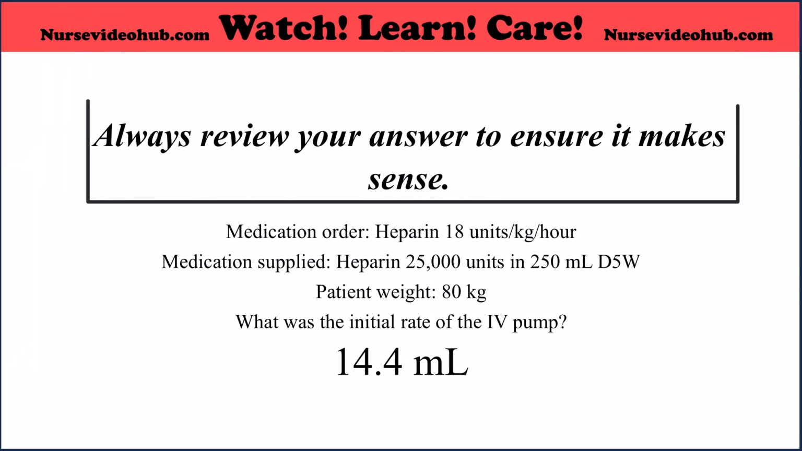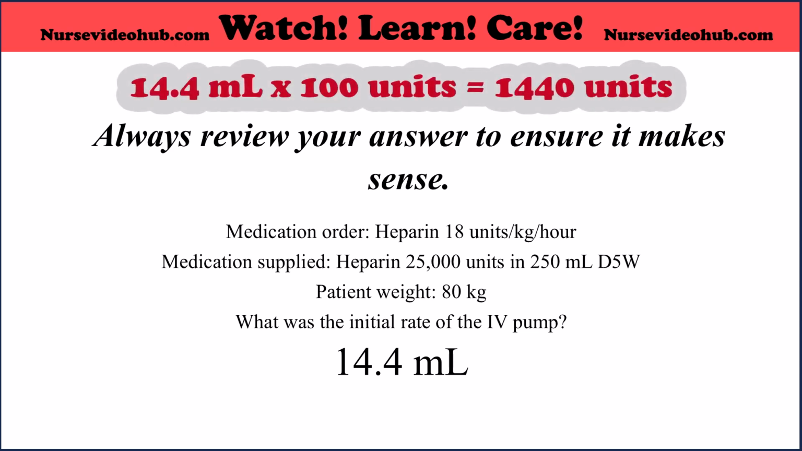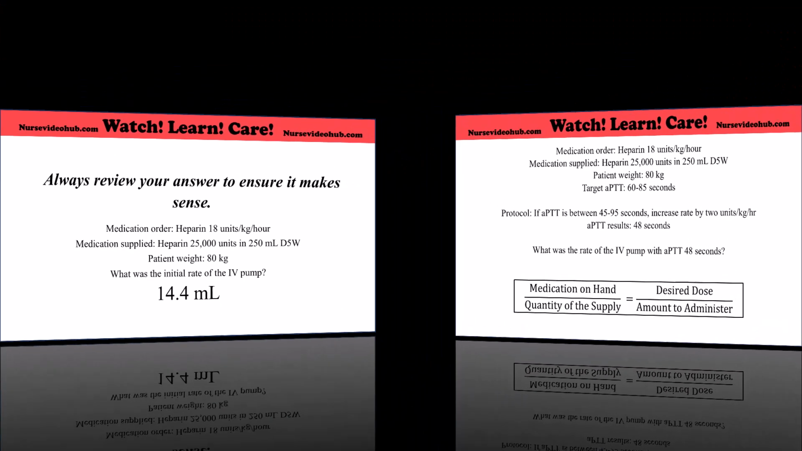Always review your answer to make sure it makes sense. The reverse method is to multiply 14.4 milliliters, the amount to be administered, by 100 units, the concentration available when you take 25,000 divided by 250, and that equals 1,440 units, the prescribed dosage.